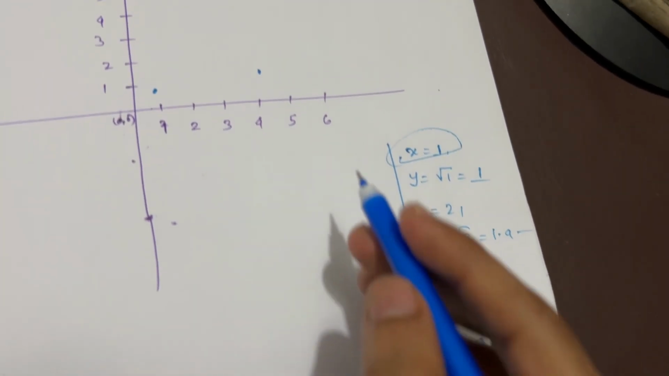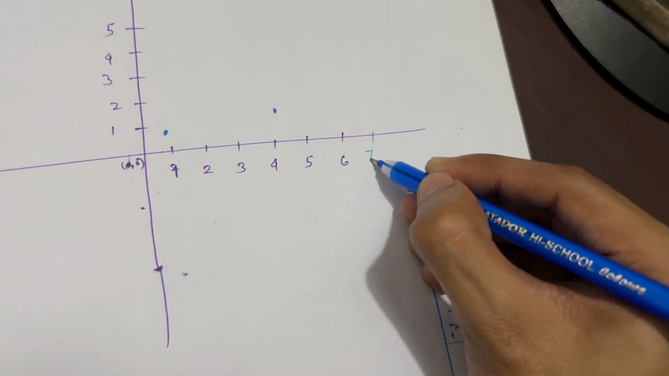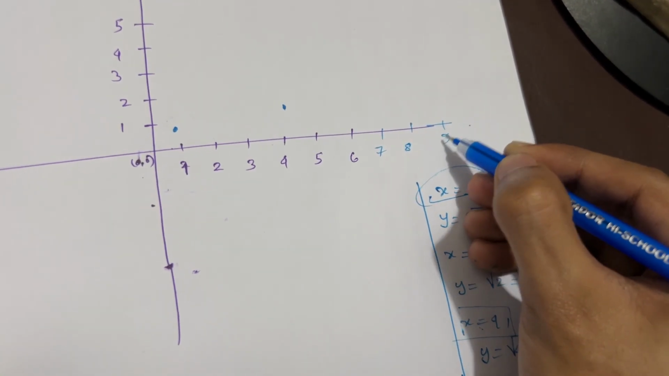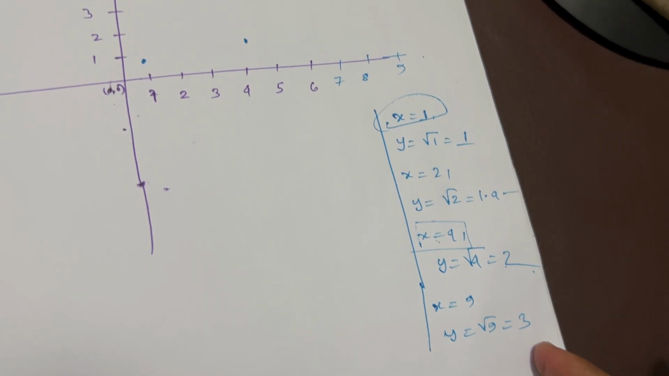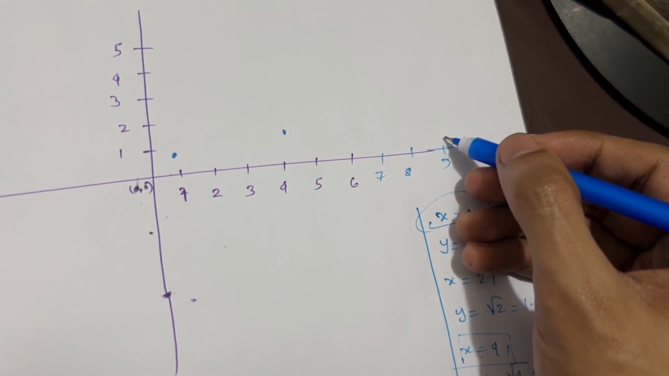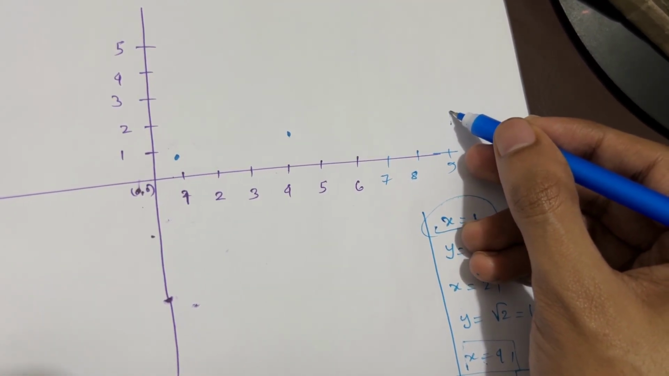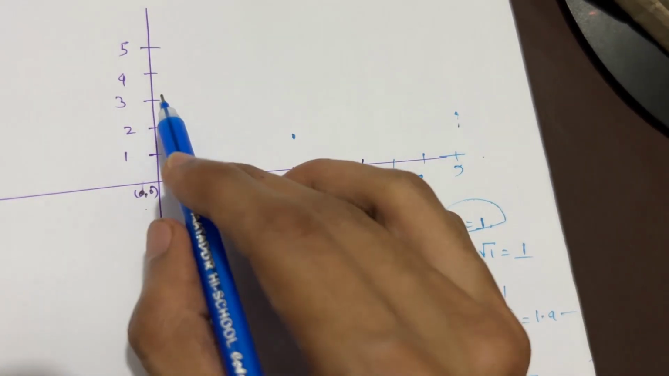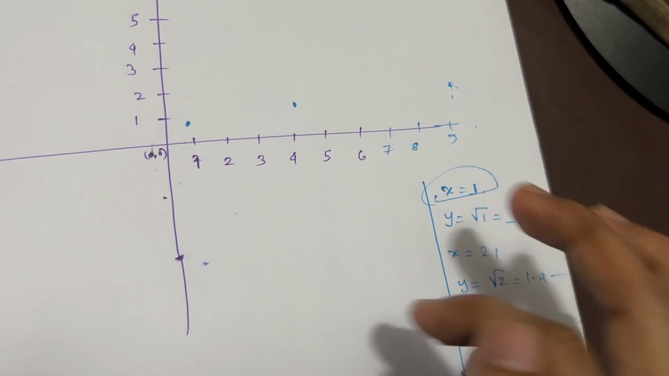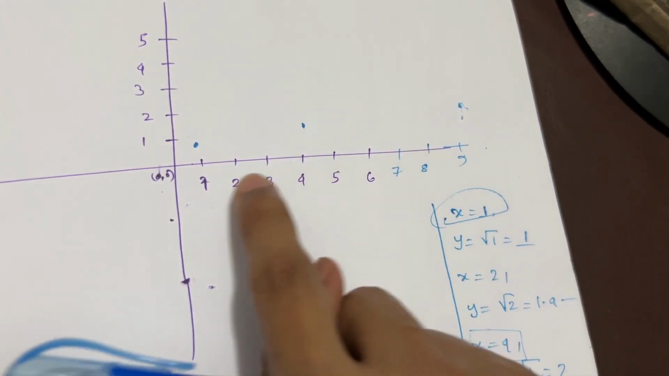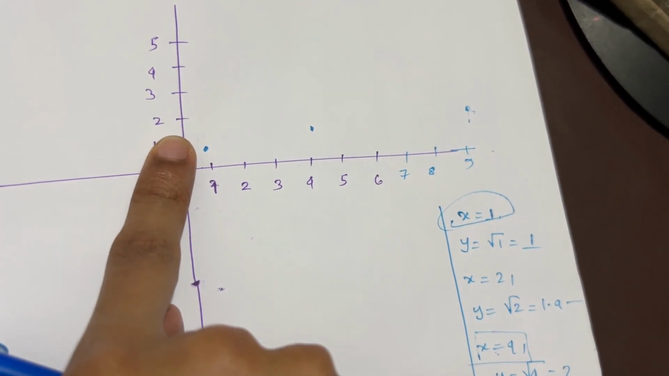If the x value is 9, suppose 7, 8 and 9. If the x value is 9, y value is 3. So it is slightly increasing. If I consider it, this is the 3. So if I increase the x value too much, well, for 1, y is equal to 1.